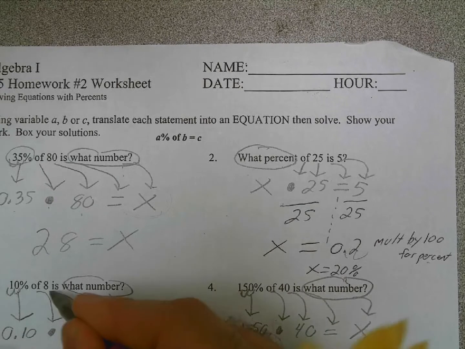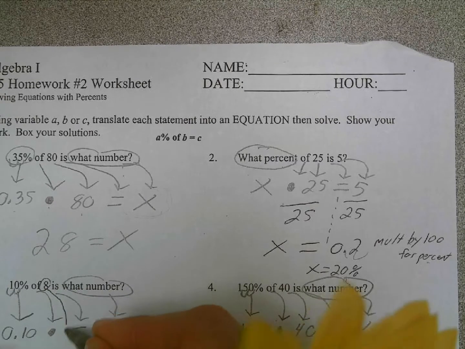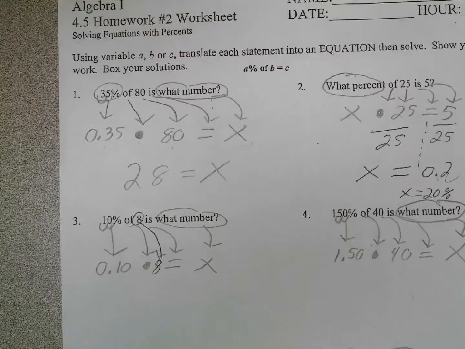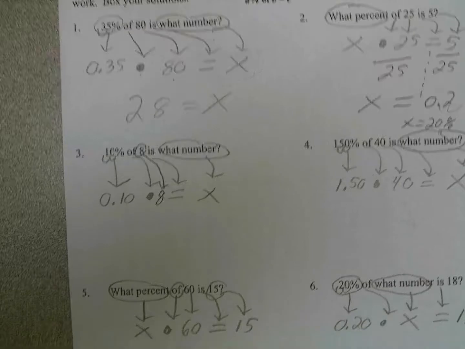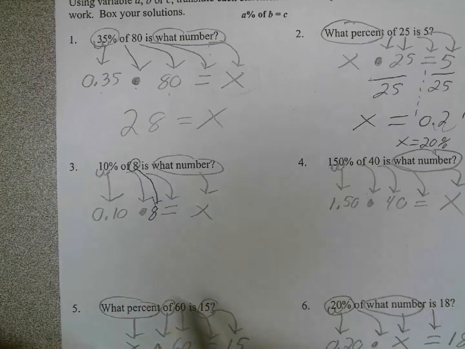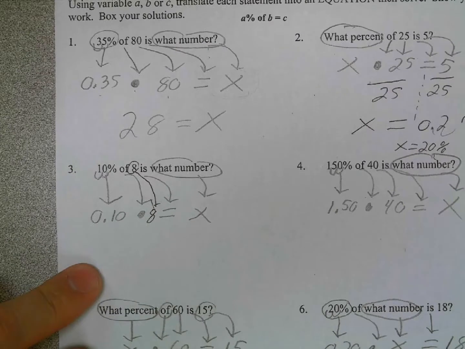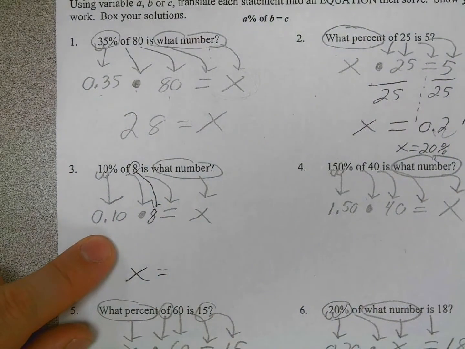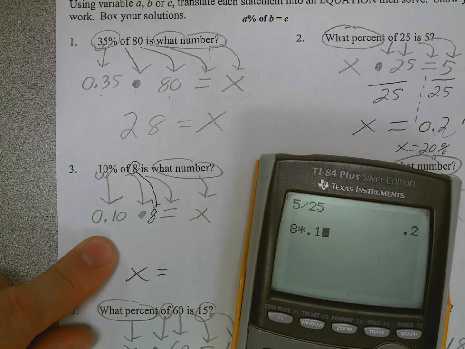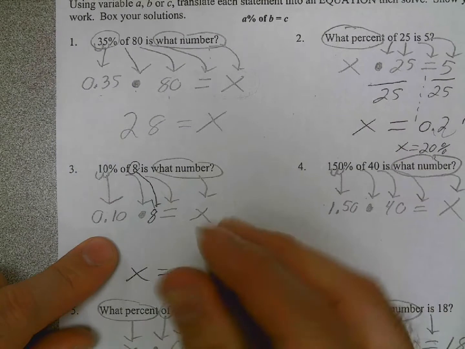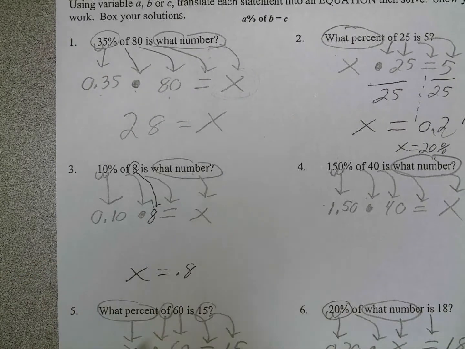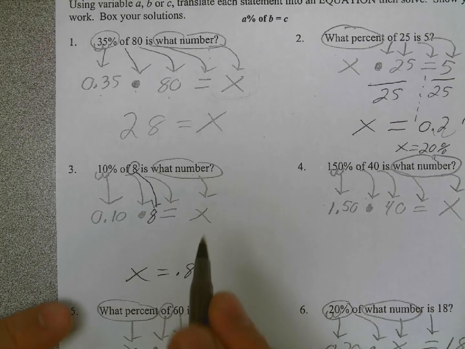0.10 times, we forgot the 8. We've got to put that 8 times 8. So for that one we forgot number 3, we forgot the 8. So right here, just X is by itself. X is by itself. We're ready to go. So 8 times 0.1 is 0.8. And they want the number. So that's our number. So we're good to go.